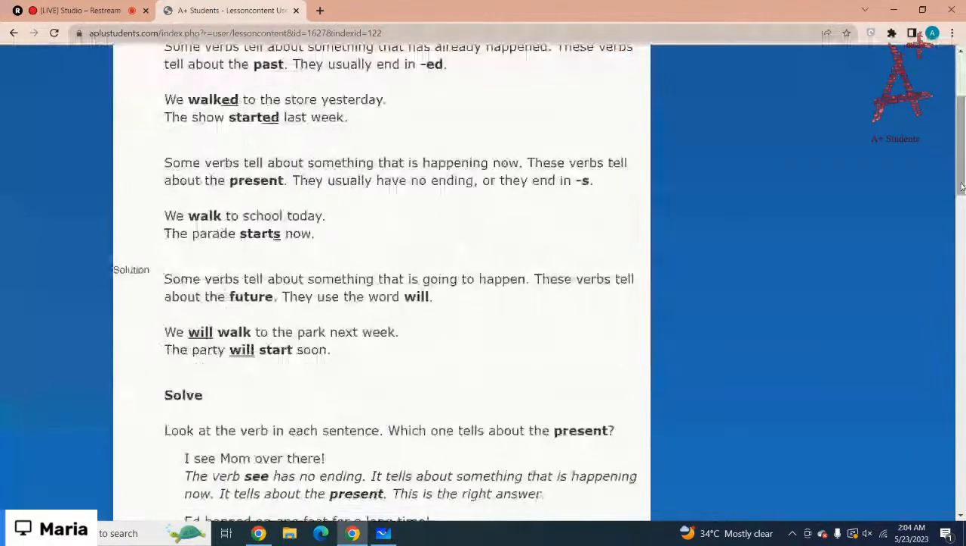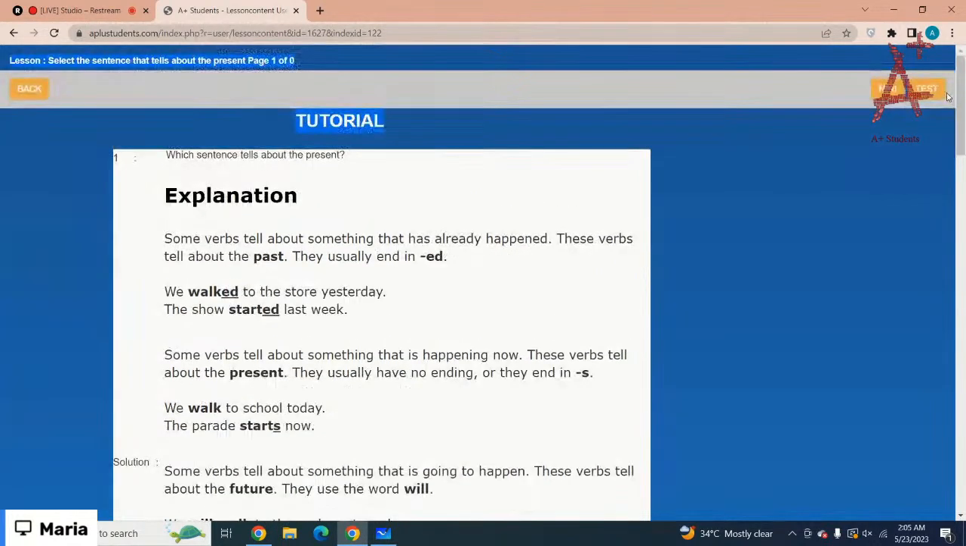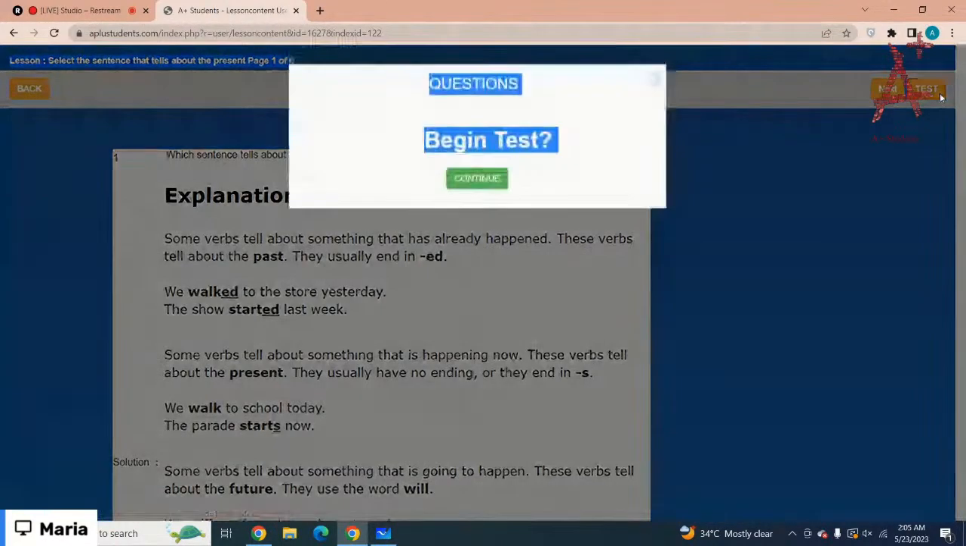Like, we will walk to the park next week. The party will start soon. Here you have the word will, that means this is going to happen in the future. The party will start soon. So they all are in the future. Basically we have three types of tenses: present, past, and future. Got it? The present tense is the one that has the verb with s or es. The past tense is the one in which the verb has an ed, and the future tense is the one in which the sentence has will. Let's start with the test questions.